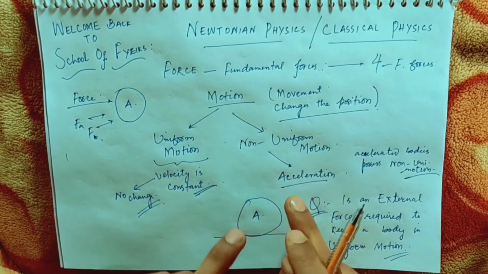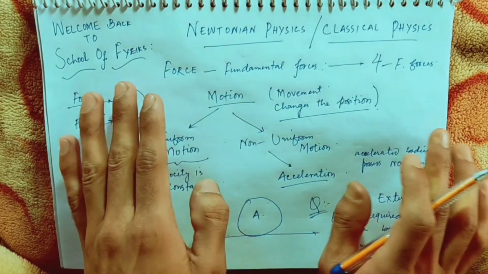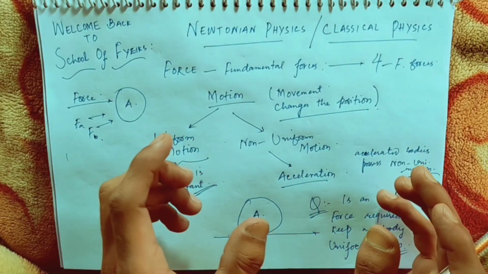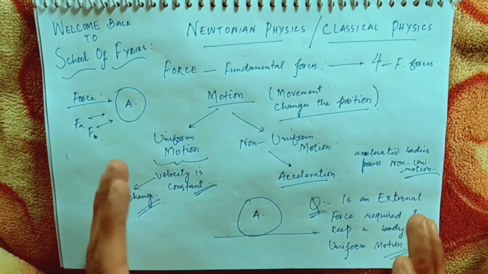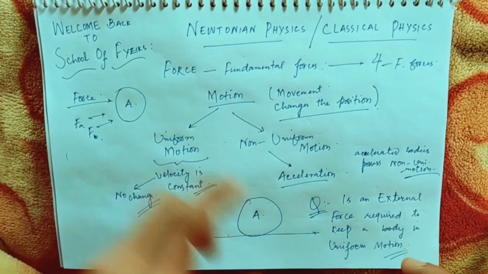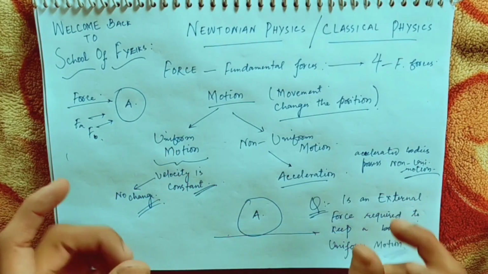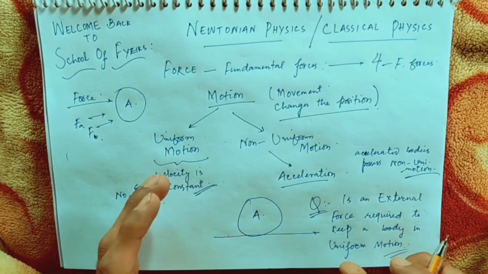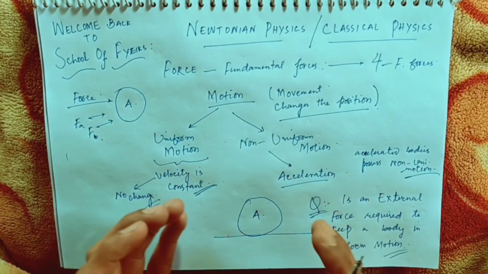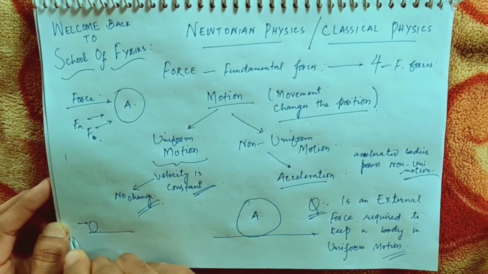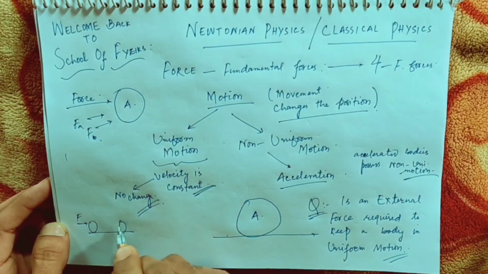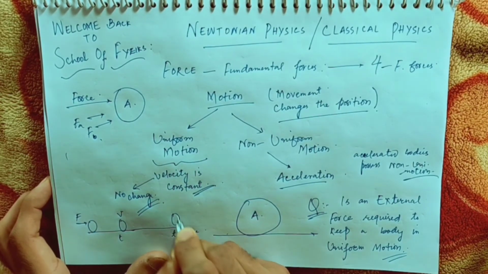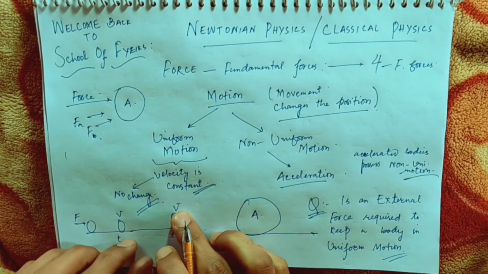For non-uniform motion, we know that if the body is accelerated, there must be a force behind that. It is well understood. The body must possess acceleration, and possessing acceleration must be governed by some force. So we need a force to make a body accelerated. But in case of uniform motion, there was a question at the time of Aristotle. He tried to answer it: is an external force required to keep a body in uniform motion? Say a body, if force is applied and it moves with a velocity v, and at time t plus 5 seconds, it is also possessing the same velocity v.